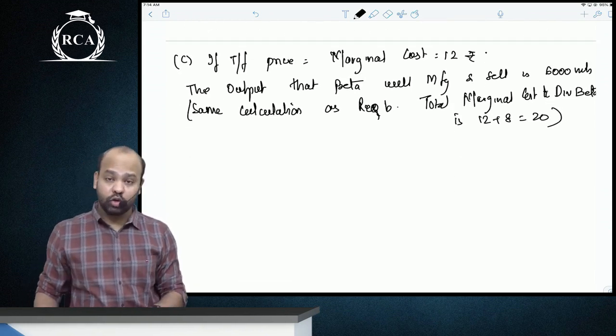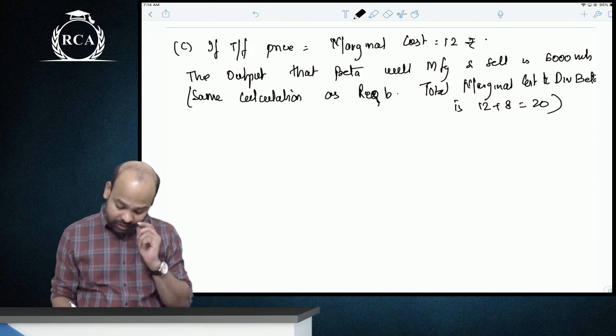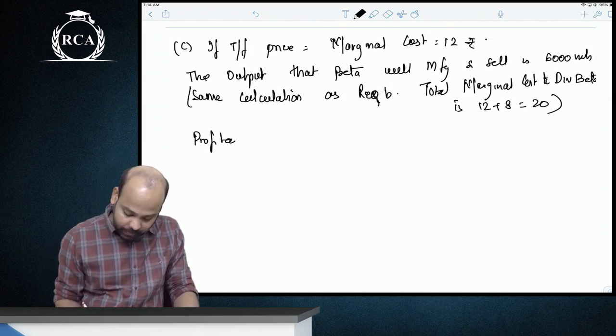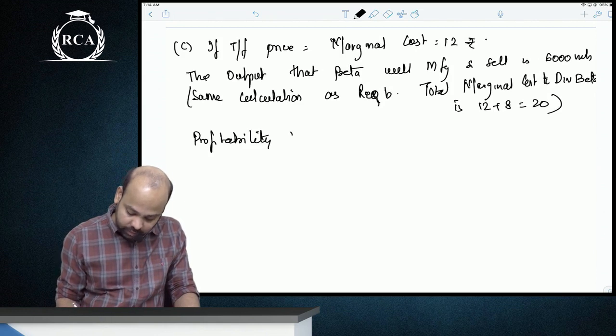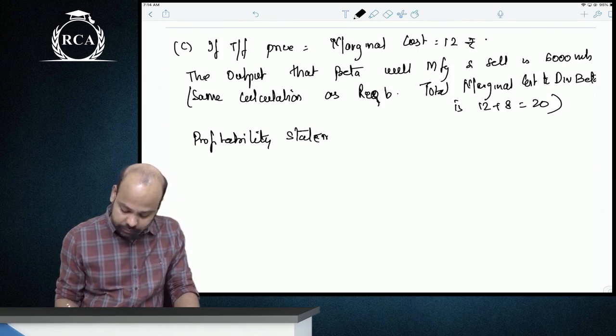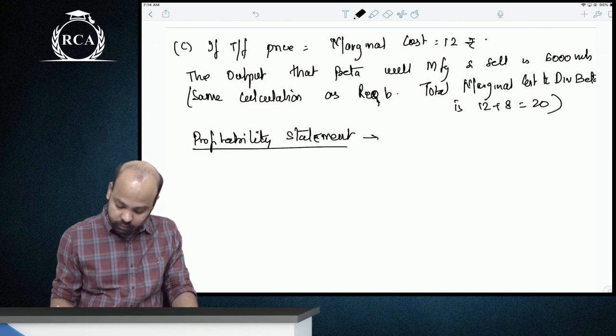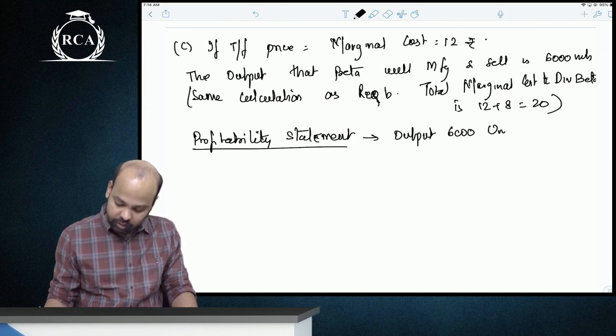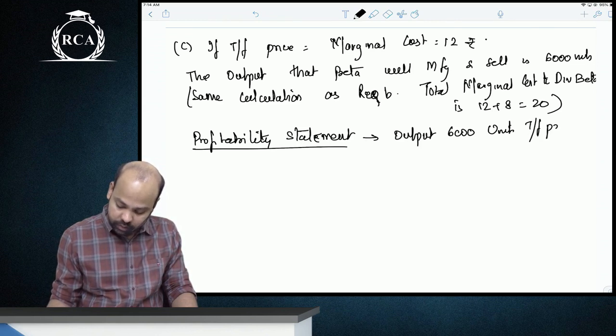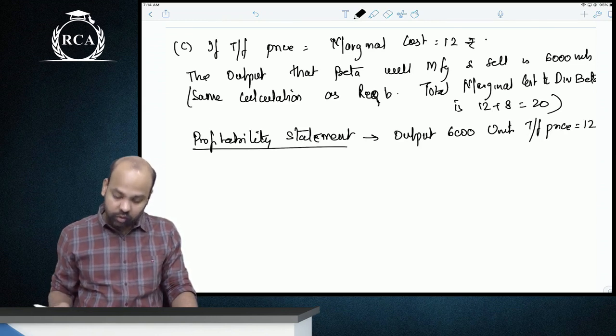You can do this on your own. You just have to compute a profitability statement. Now, isn't this a very simple question, guys? Profitability statement, guys. Remember, output is 6,000 units, and transfer price is 12 rupees.